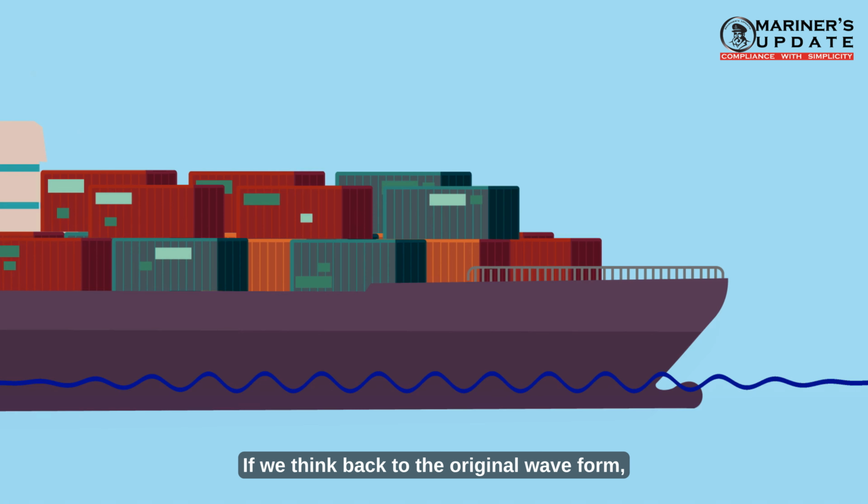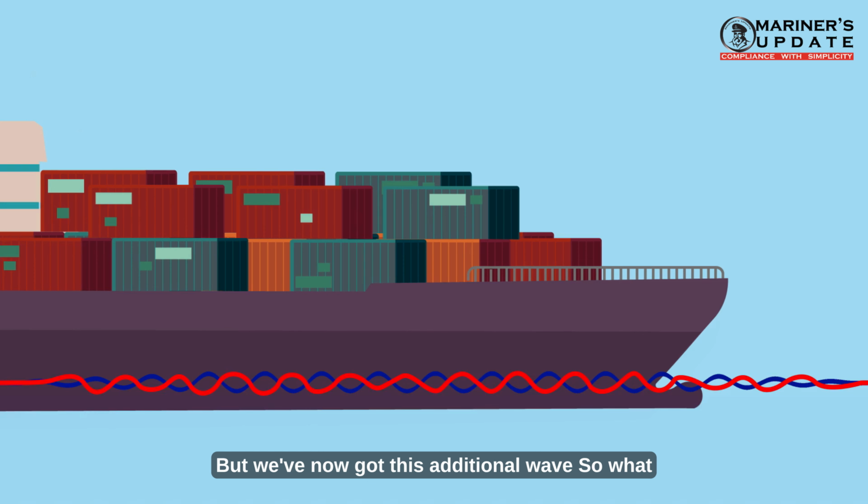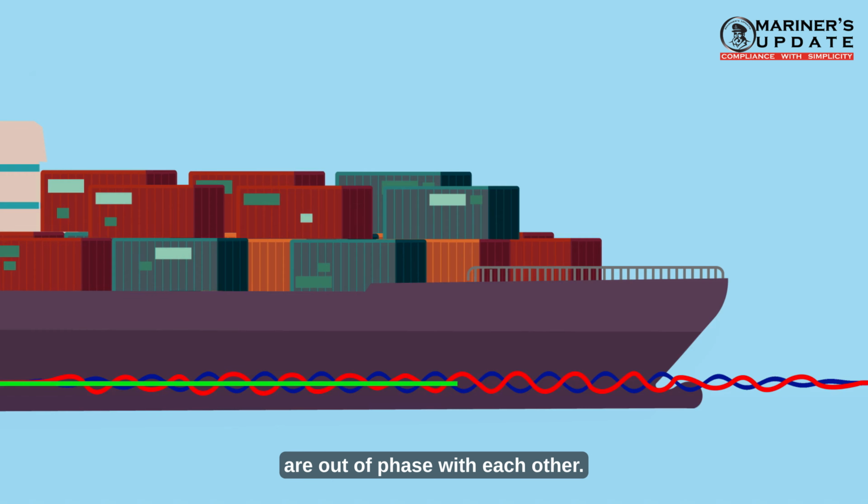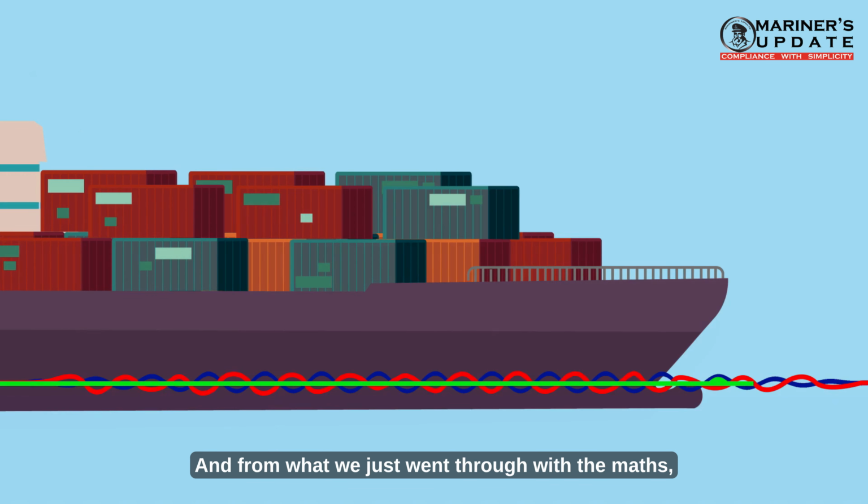If we think back to the original waveform, I can overlay it here in blue. This is the effect that the hull itself has on the water flowing around it. But we've now got this additional bulb at the front. So what I can do is overlay the waves generated by that bulb alone, and I'm going to put them here in red. Now you'll notice that these two waves are out of phase with each other. And from what we just went through with the maths, we know that those waves can cancel each other out if they're out of phase the correct amount. In this case, they are.